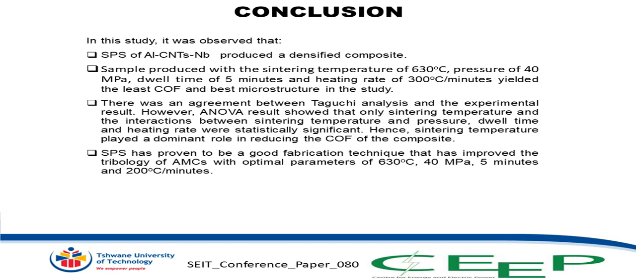Finally, spark plasma sintering has proven to be a good fabrication technique that has improved the tribological property of aluminum matrix composites with optimum parameters of 630 degrees Celsius, 40 megapascal, 5 minutes, and 200 degrees Celsius per minute.